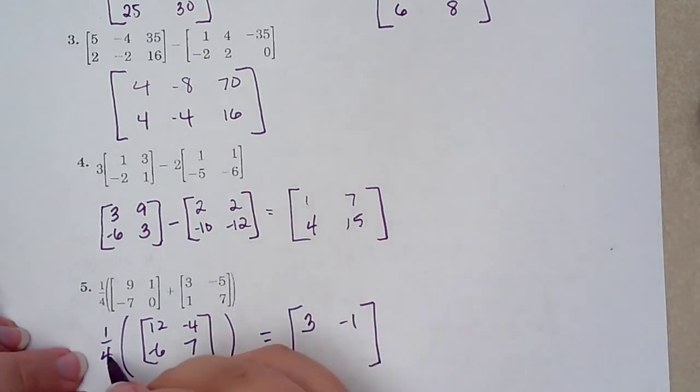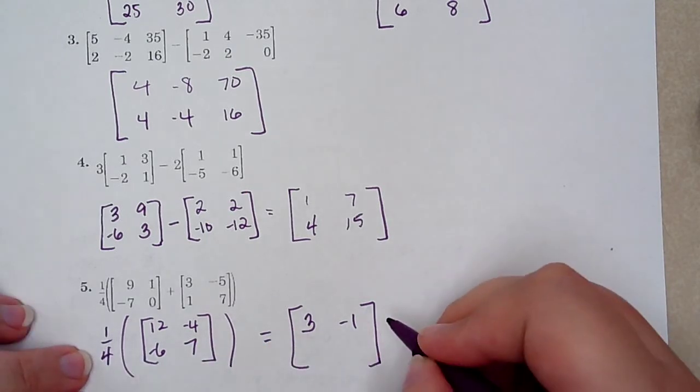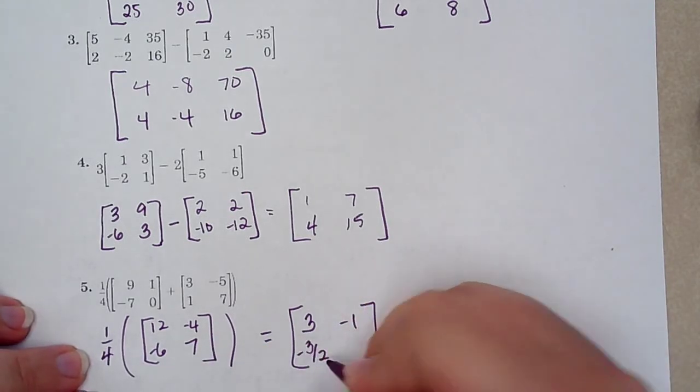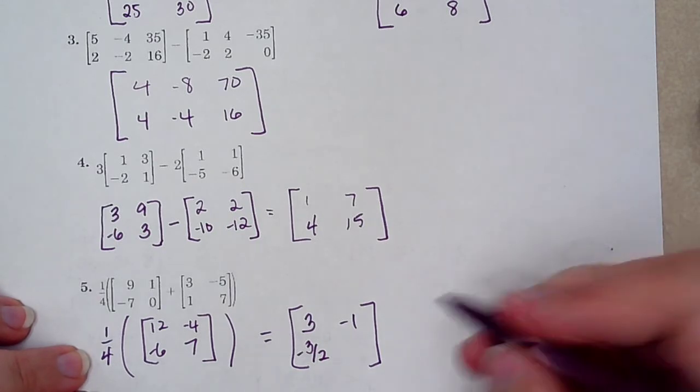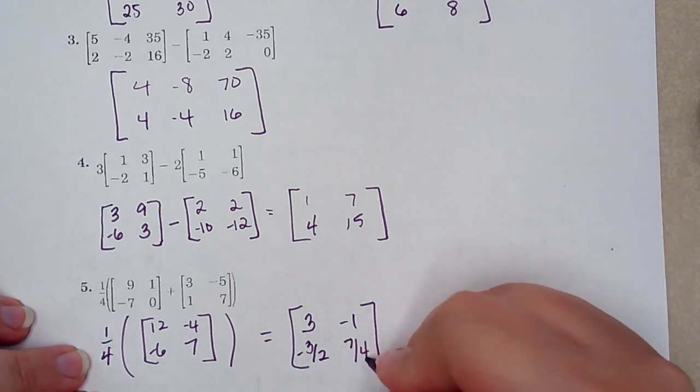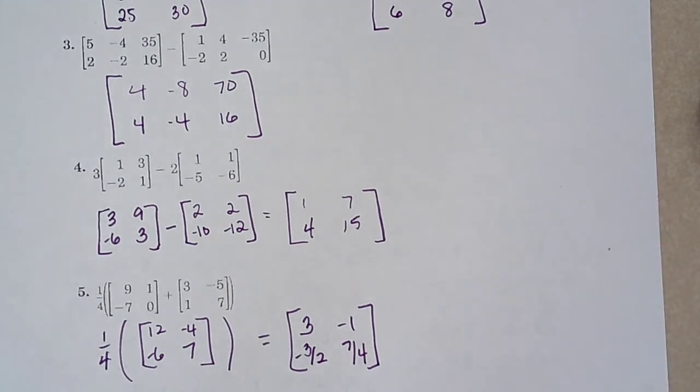Negative 1, 1/4 times negative 6 is negative 6 over 4, or negative 3/2, and positive 7/4. There you have it, scalar multiplication and matrix addition, subtraction. If you have any questions, don't hesitate to let me know.